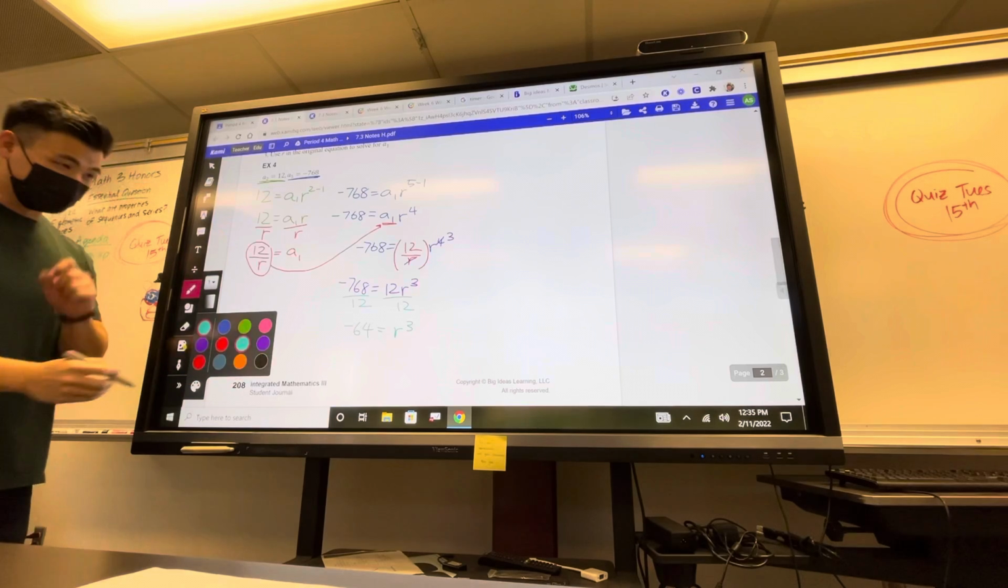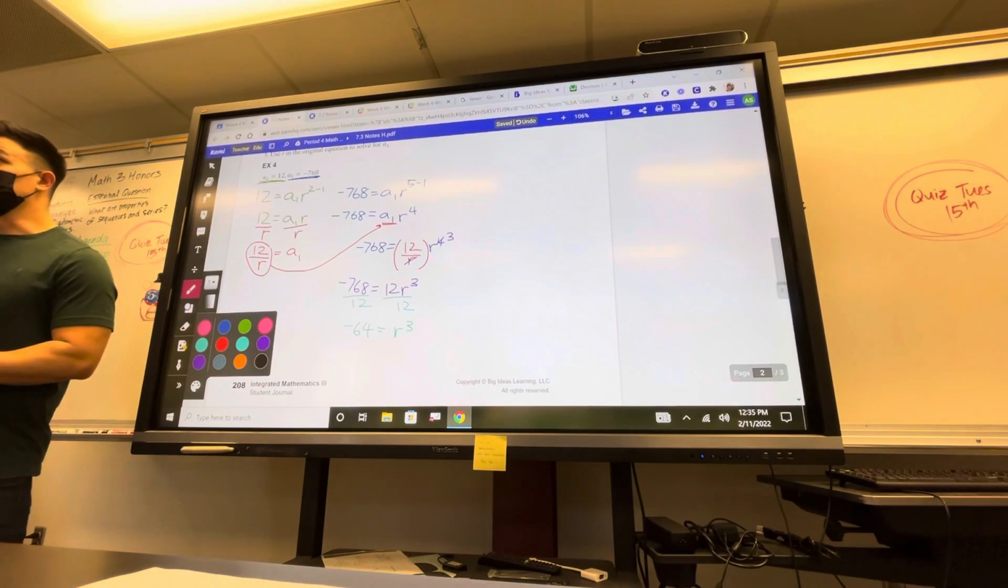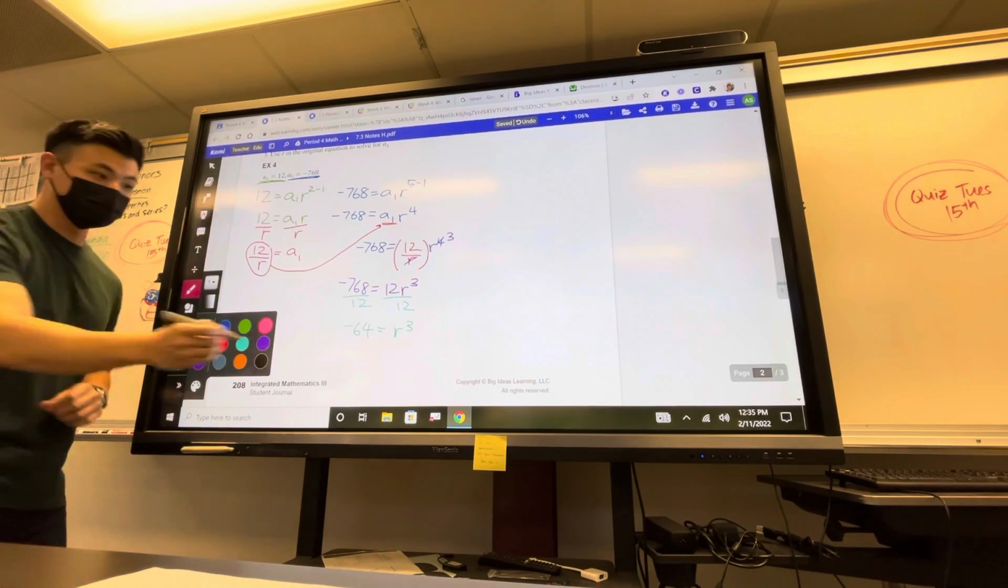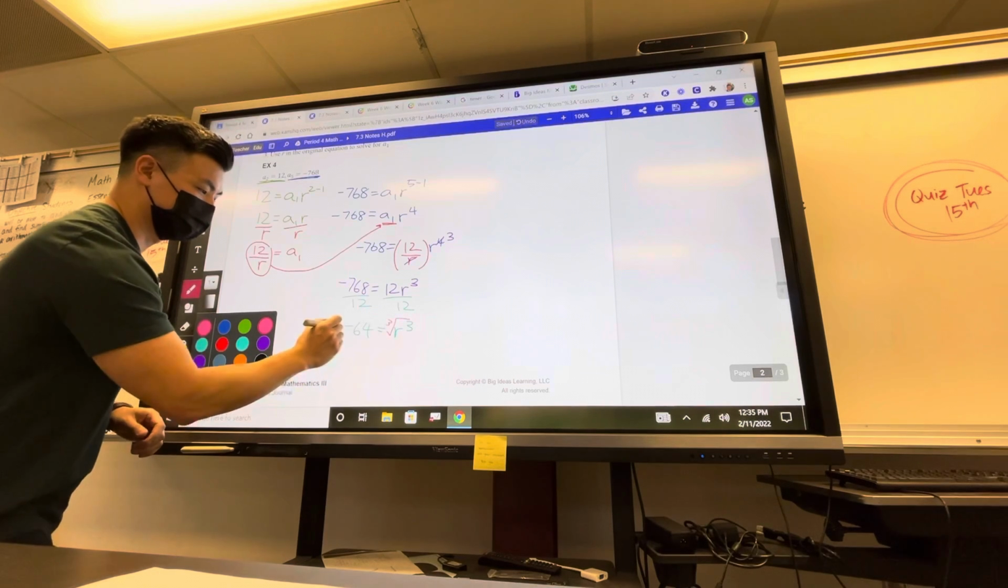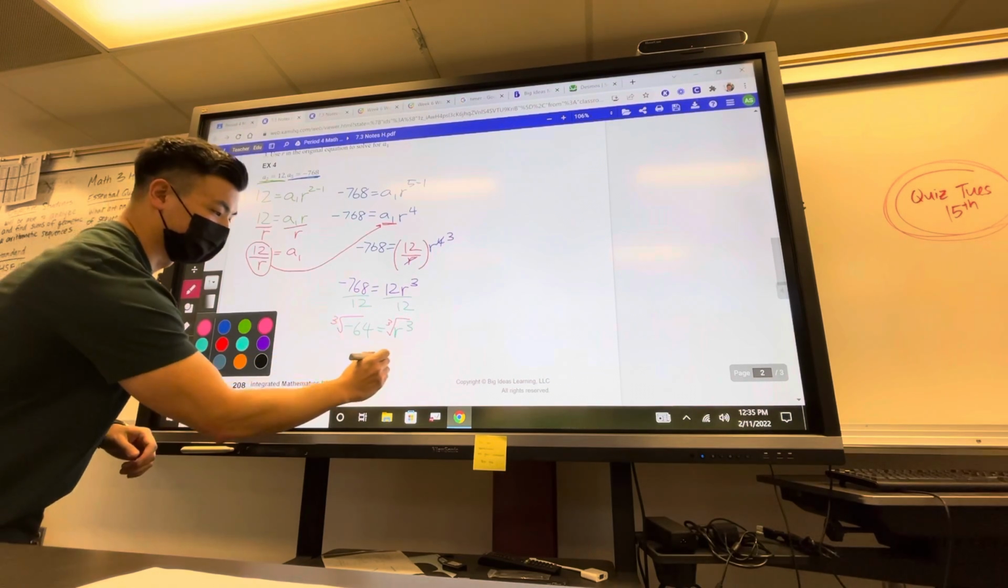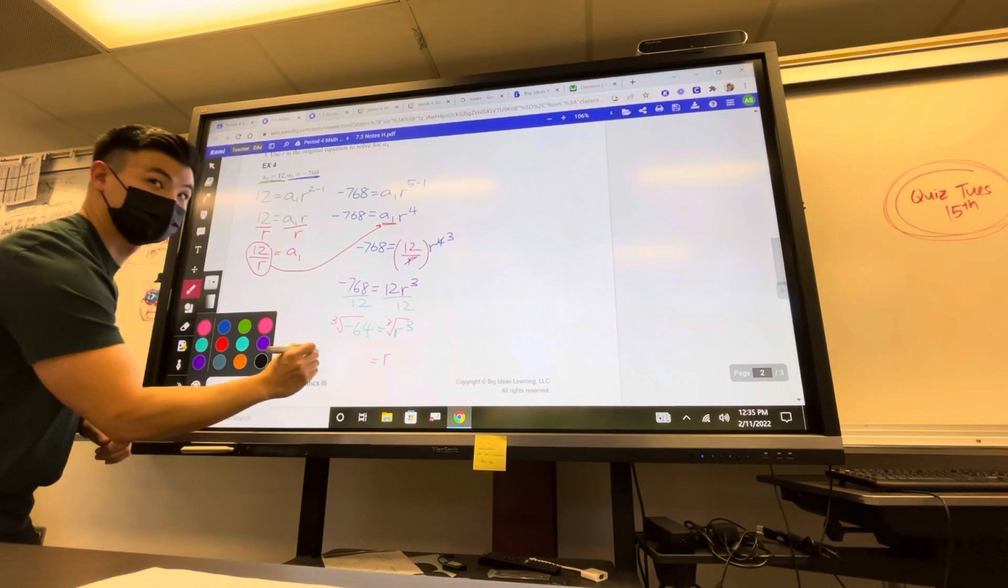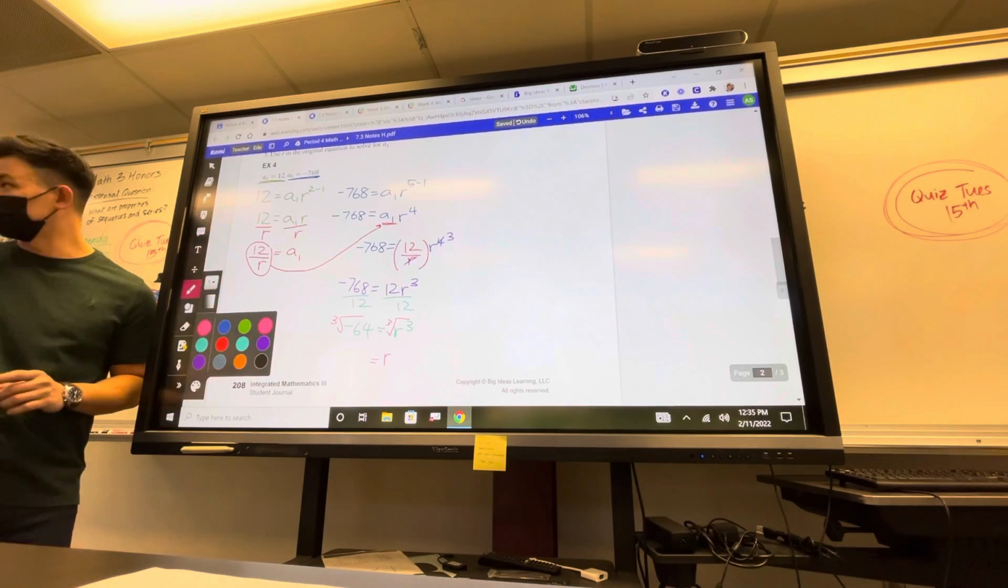To get rid of that third power, I can use my radical. Find the third root on both sides. And r is equal to? Positive or negative? Negative 4.